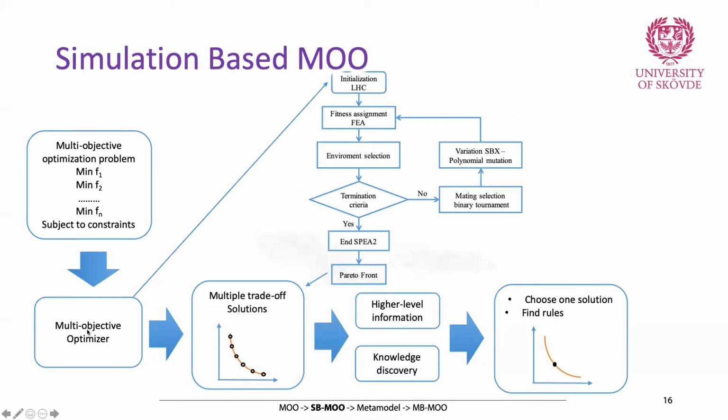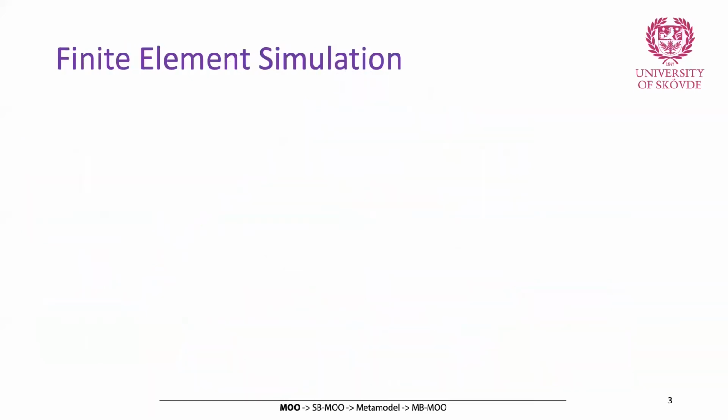If we look here, one of the optimizers, as I told you, was the SB-MOO algorithm. You can see here the flowchart of the algorithm. The simulation will be placed at the fitness assignment of the flowchart. So the values for the objective function are found by running finite element simulations. So what is finite element simulation, or what is the finite element method?